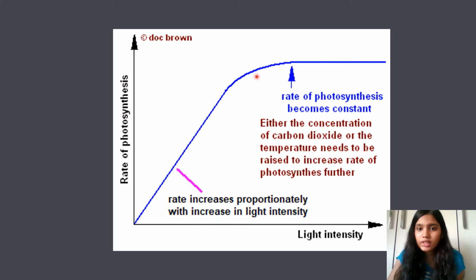And then after that, the rate of photosynthesis becomes constant. Why? Because the limiting factor isn't light intensity anymore. The graph has flattened off, and so an increase in carbon dioxide concentration or temperature will be required to raise the rate of photosynthesis even more. So they become the limiting factors. Okay. I hope I made this clear to you guys.